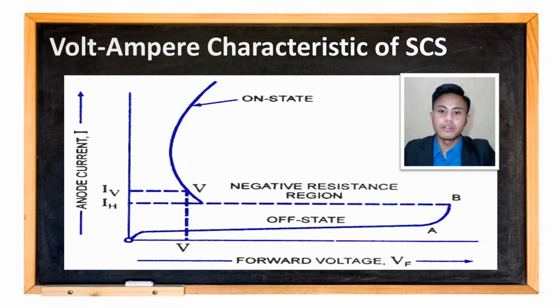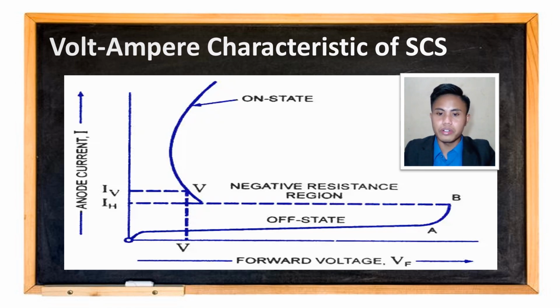Volt-ampere characteristic of SCS. The volt-ampere characteristic of an SCS is similar to that of an SCR and is shown in this figure. With the increase in applied voltage, the current first increases slowly up to point A and then rapidly in the region AB, as shown in this figure. At point B, the product beta 1 and beta 2 exceeds unity and the device is suddenly switched on. In the on state, the current increases enormously and is limited by the external series resistor. SCS also exhibits negative differential resistance in the on region similar to SCR.